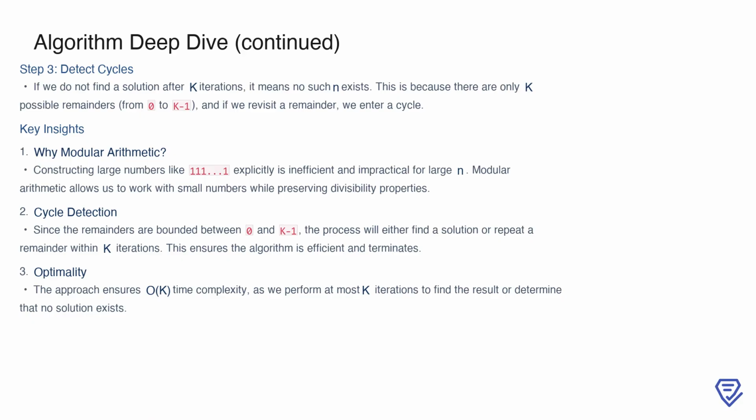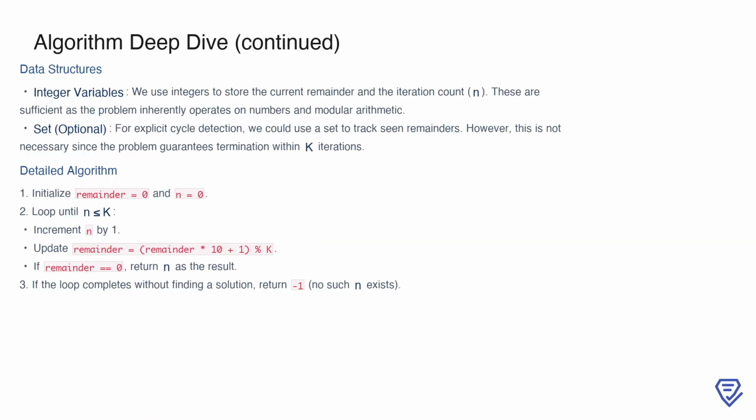Additionally, cycle detection is naturally built into the algorithm due to the bounded range of remainders. This guarantees that our solution either finds the smallest n or determines that no solution is possible in at most k iterations. The time complexity of O(k) reflects this limit, ensuring optimal performance. The algorithm primarily relies on integer variables to track the current remainder and the count of iterations, n. These are sufficient because the problem revolves around modular arithmetic, which only involves small numbers.